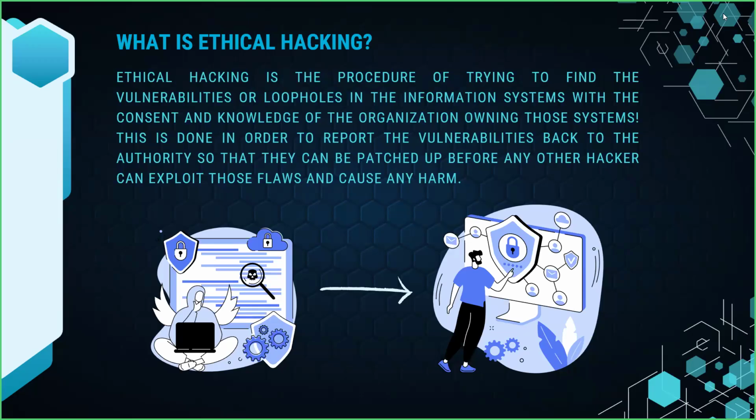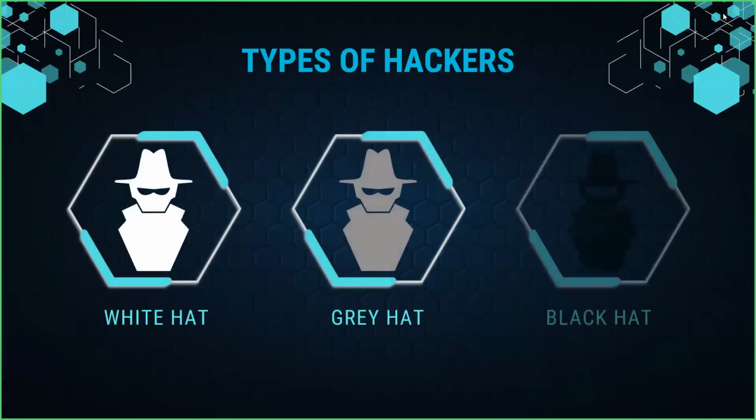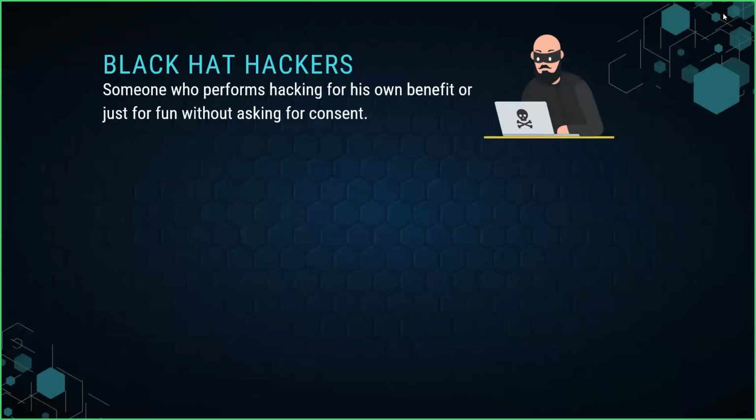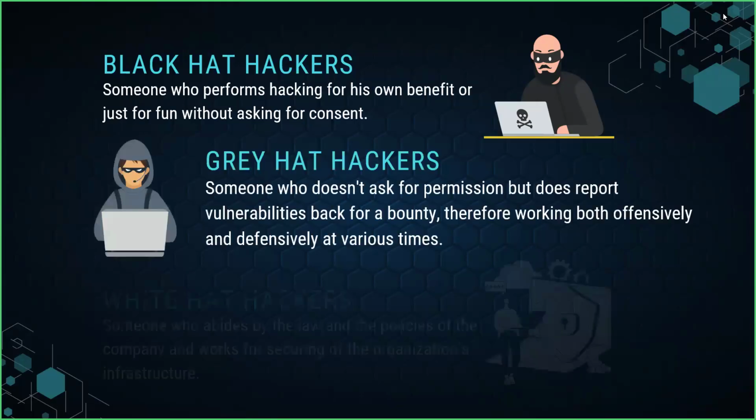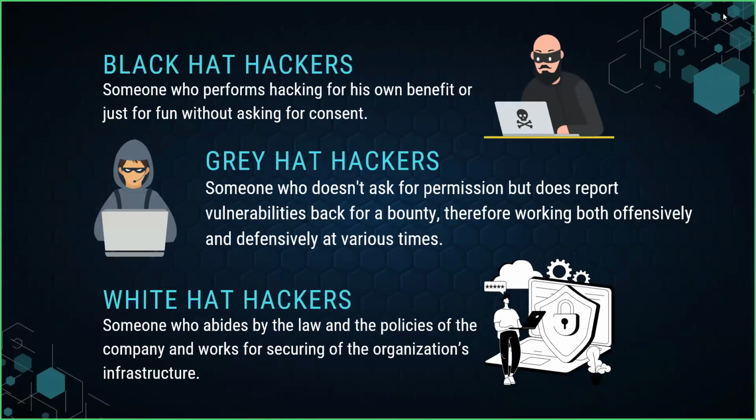Depending on these two terminologies, we have categories of hackers now. There are three broad categories: white, gray, and black hat hackers. Your black hat hackers are the typical cyber criminals who perform hacking for their own benefit without asking for consent. On the other end of the spectrum, we have white hat hackers, the other extreme, someone who abides by the laws and policies of the organization and works for securing the organization's infrastructure.